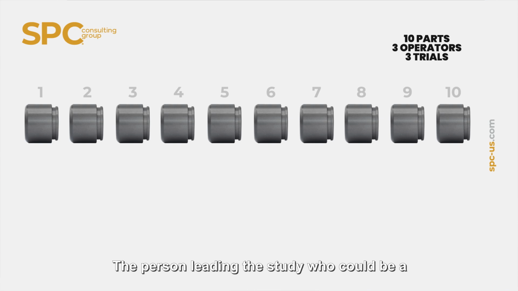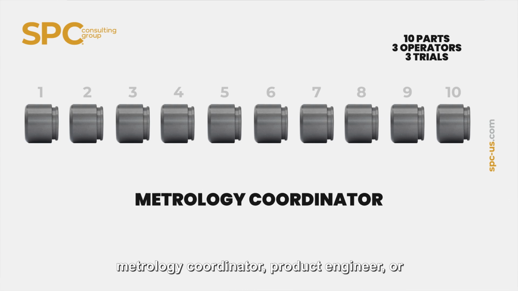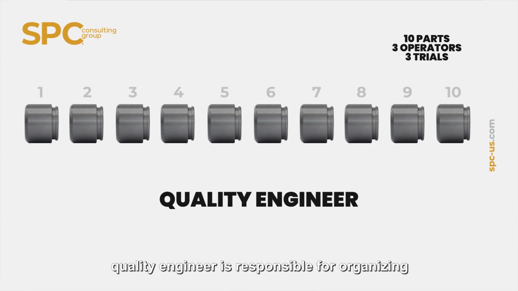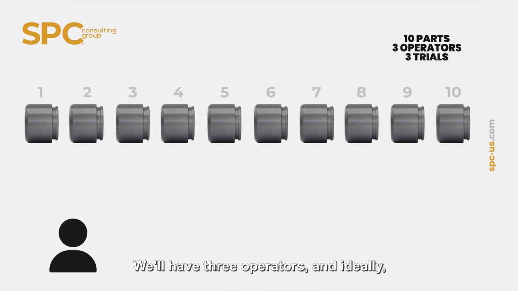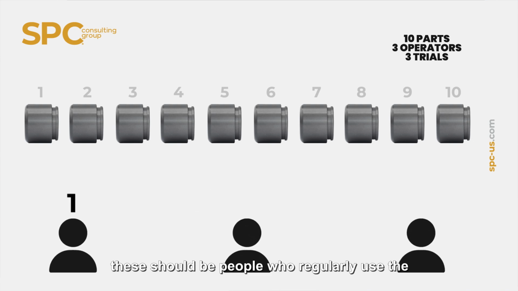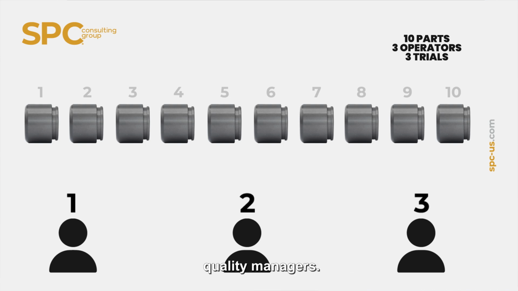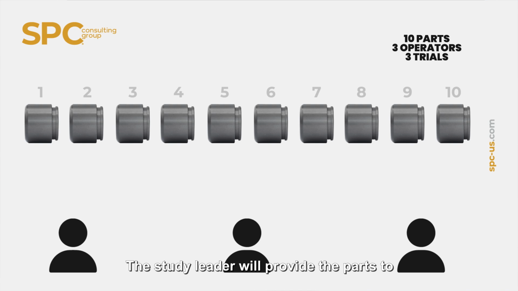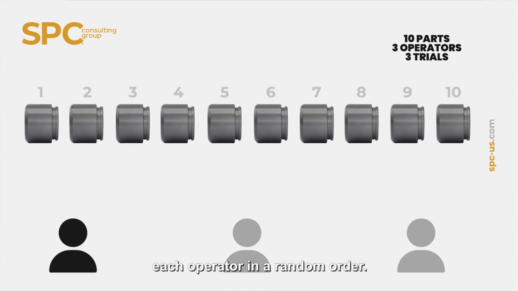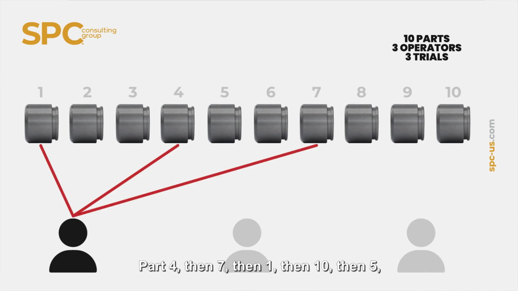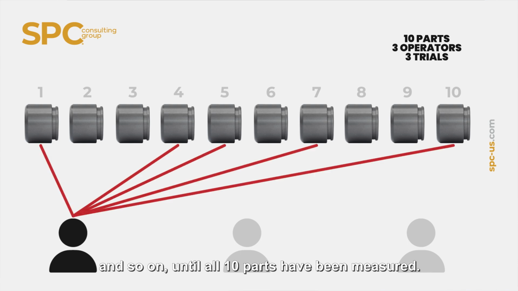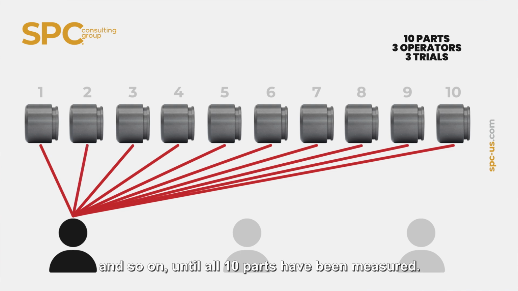The person leading the study, who could be a metrology coordinator, product engineer, or quality engineer, is responsible for organizing and assigning the measurements randomly. We'll have 3 operators, and ideally, these should be people who regularly use the measuring equipment, not engineers or quality managers. The study leader will provide the parts to each operator in a random order. For example, operator 1 might be asked to measure part 4, then 7, then 1, then 10, then 5, and so on, until all 10 parts have been measured. This completes operator 1's first trial.